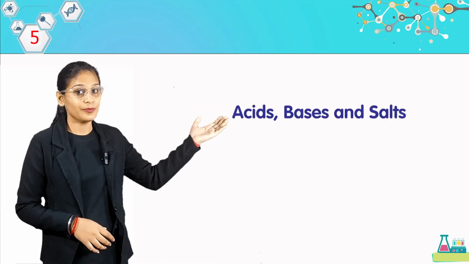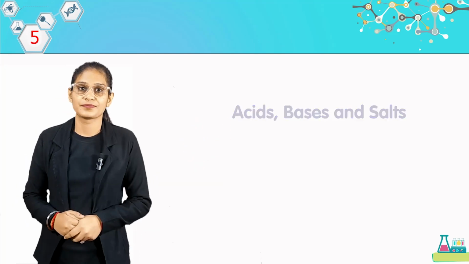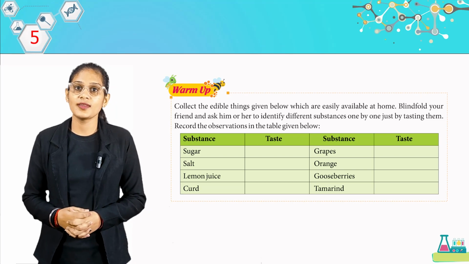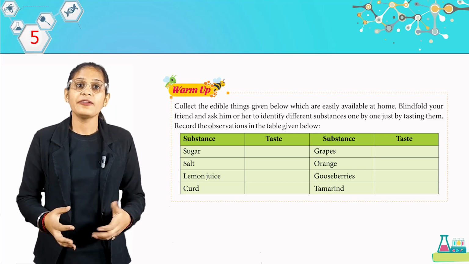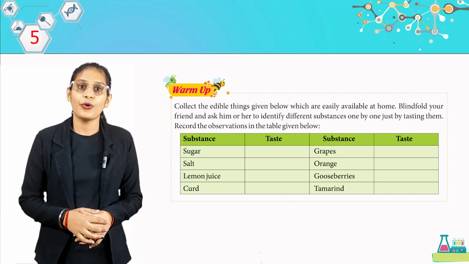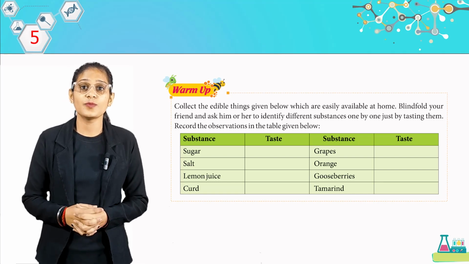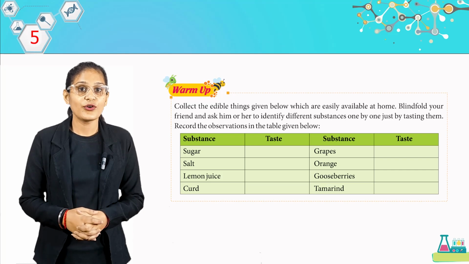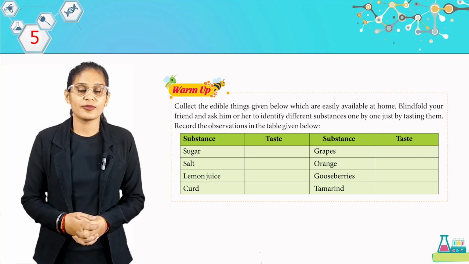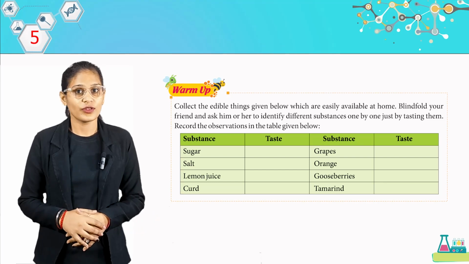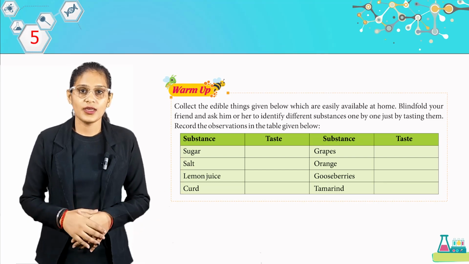Today we are going to discuss chapter 5, acids, bases and salts. Let's warm up. Collect the edible things given below which are easily available at home. Blindfold your friend and ask him or her to identify different substances one by one just by tasting them. Record the observations in the table given below. So students, you can do this with your friends and it's very easy.